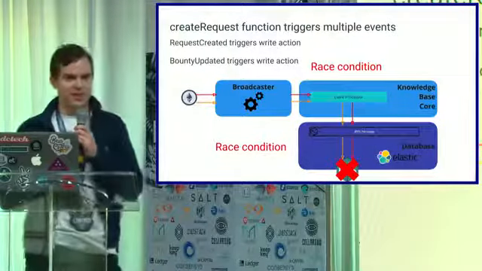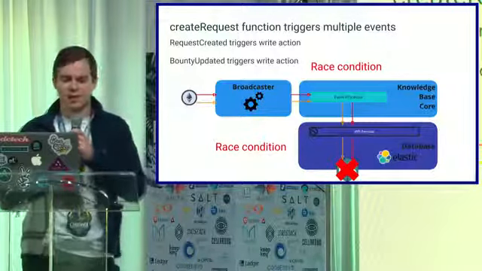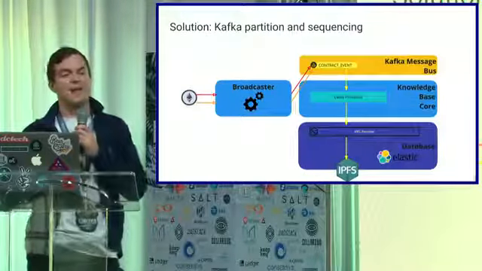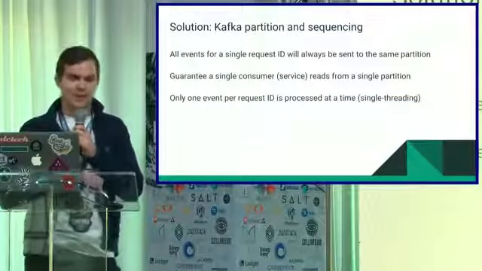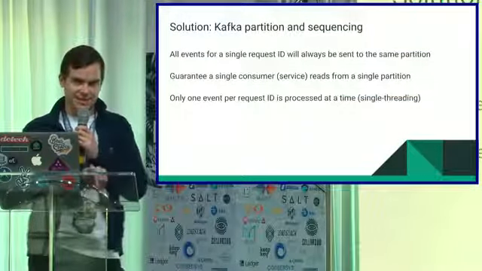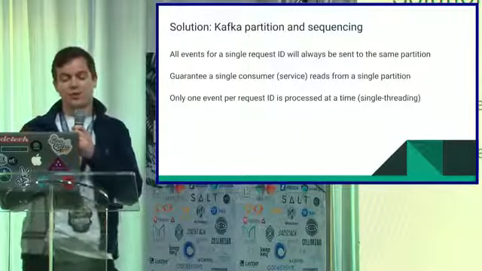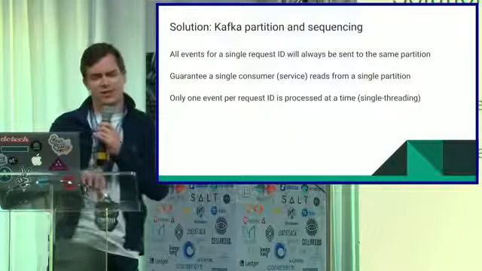So to get around this, we had to come up with some sort of locking functionality. What we decided to do was use Kafka. Kafka is really helpful in this situation because we can confirm that a single service is always going to read from a single partition of Kafka.